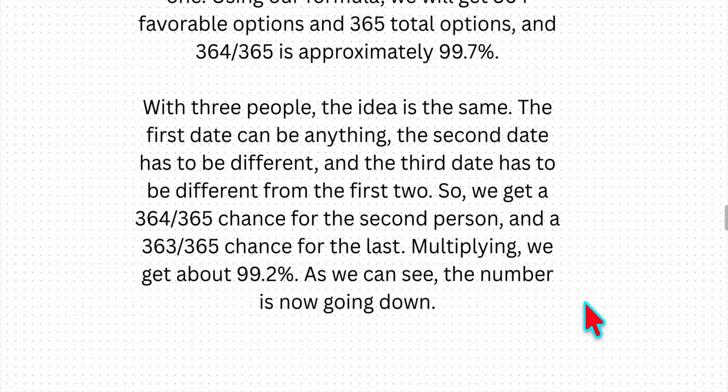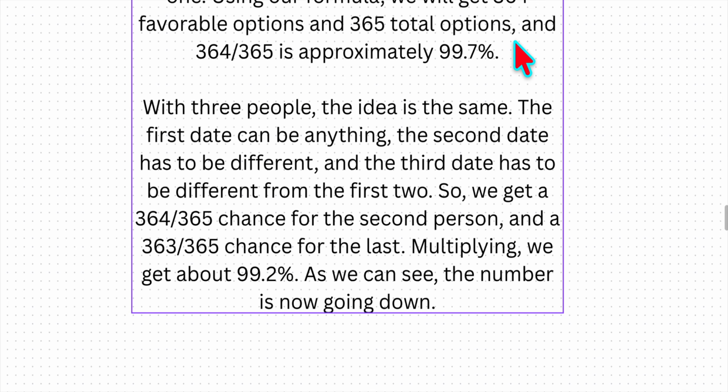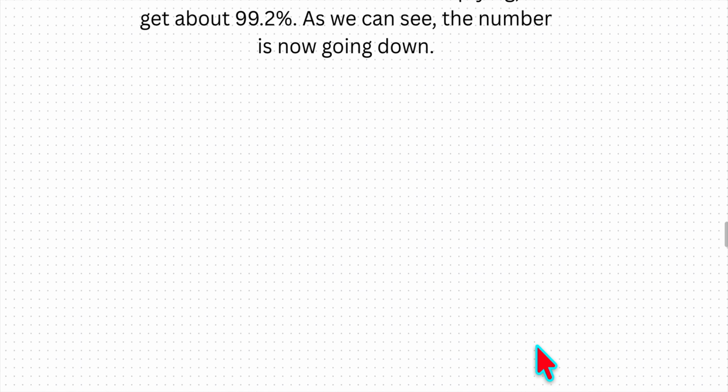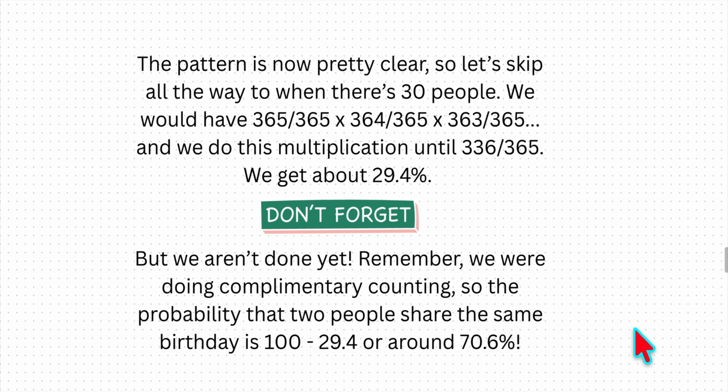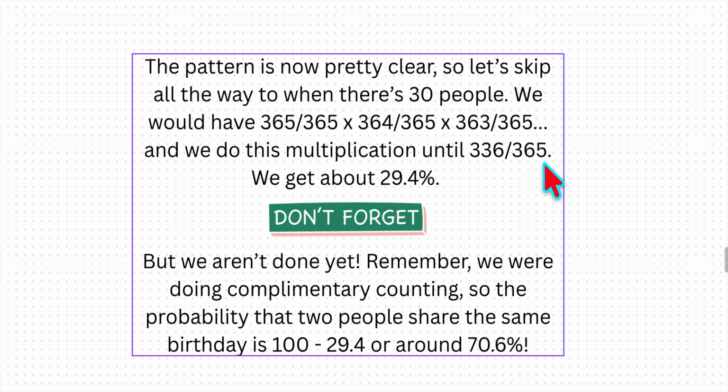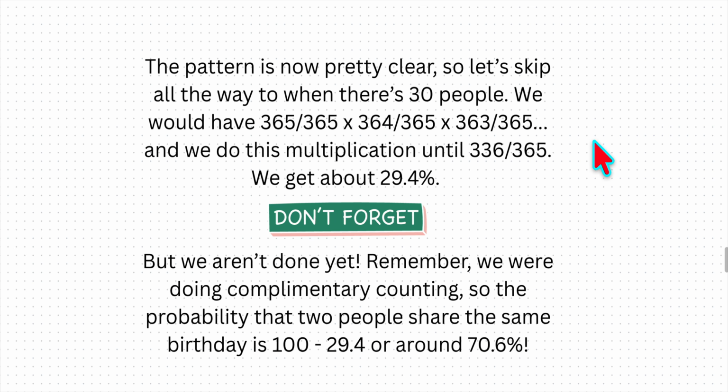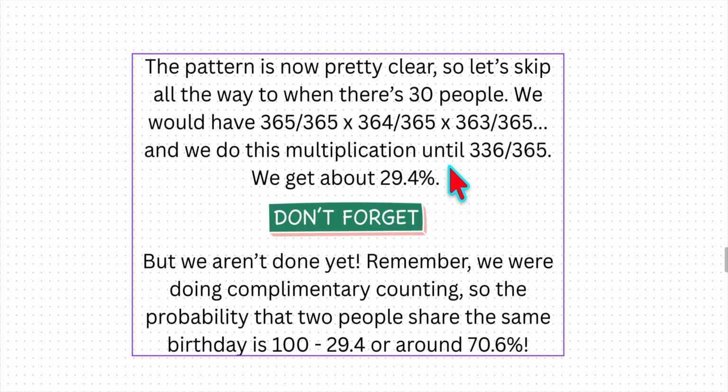Another way we could do this is we could take the previous probability right here, and we could just multiply it by the chance for the third person, or 363 over 365. Anyways, we get the idea now. So let's skip all the way to when there's 30 people. We would have this times that, and we would keep going on and on and on until we get to the 30th person, which is 336 over 365. And we get about 29.4%.